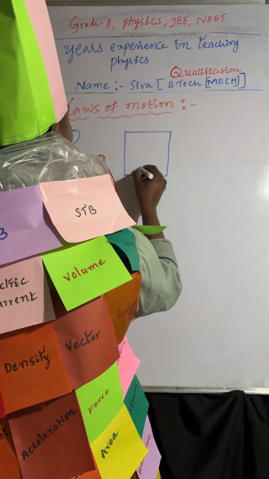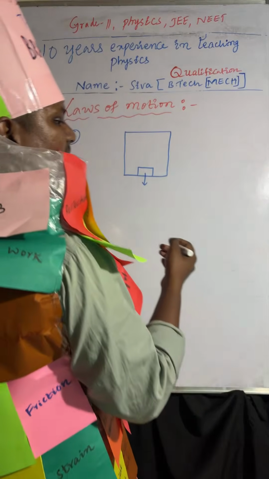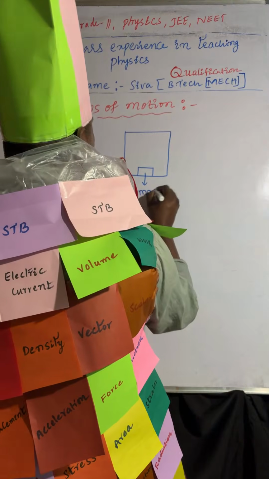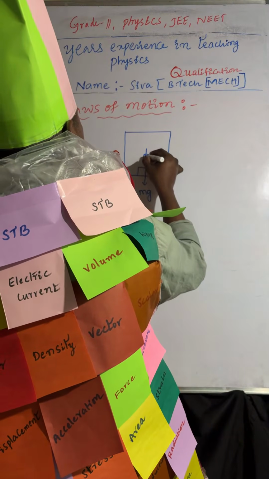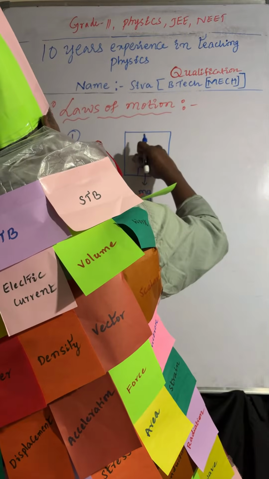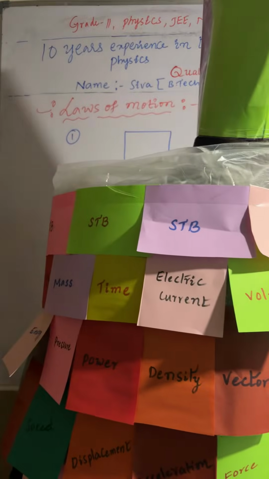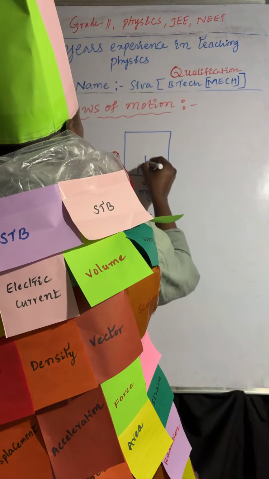This is the lift. I am standing on the lift. If you are taking the weight of the object on a weighing machine, the person is standing on the weighing machine. The reaction force is acting in the upward direction. Simply, we can take the person like this on the weighing machine.